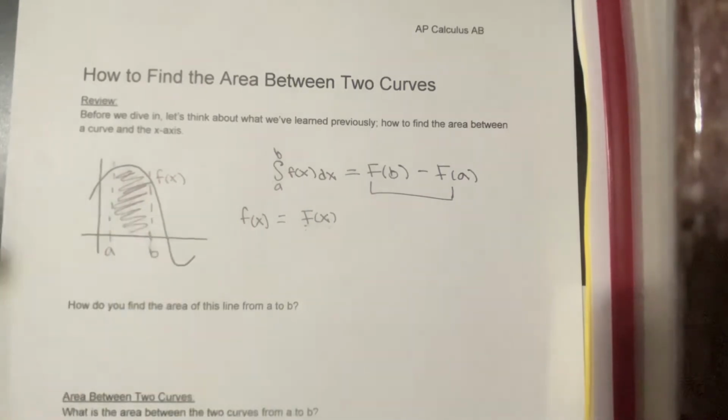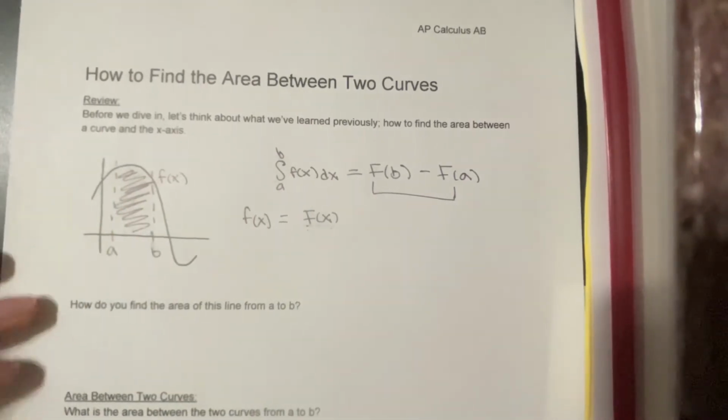Now, we can also use this logic to find the area between two curves. So let's jump into it. Using this first graph, the question is asking us, what is the area between the two curves from A to B? All right, in this scenario, both of the lines have positive area. Let's label these lines. Let's call this first line f of x. Let's call the second line g of x.